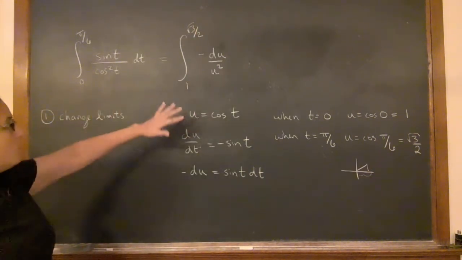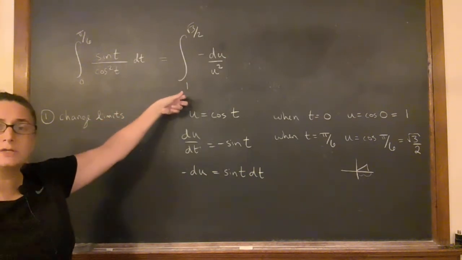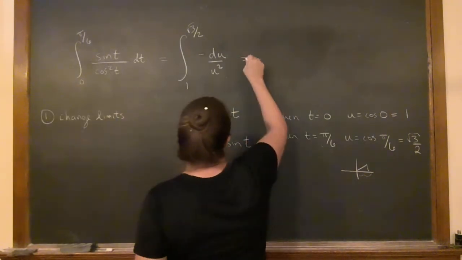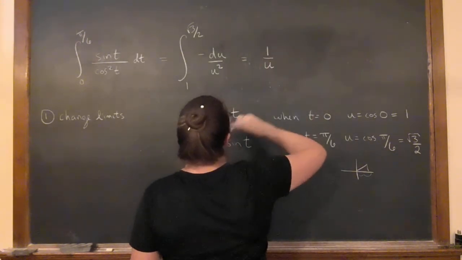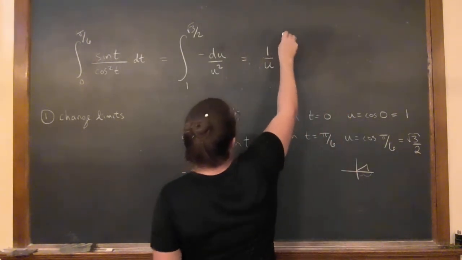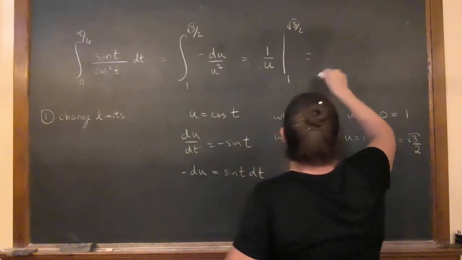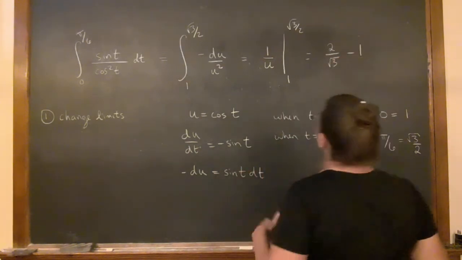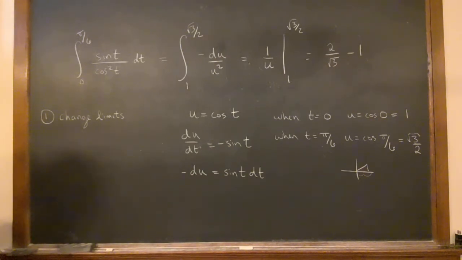Once I do my integral, I just evaluate with these new limits. I don't ever have to go back to t. So this is clearly u to the minus 1, because that would give you minus 1 times u to the minus 2. Evaluate from 1 to root 3 over 2. So I'm going to have 2 over root 3 minus 1. That is what happens when I change the limits.